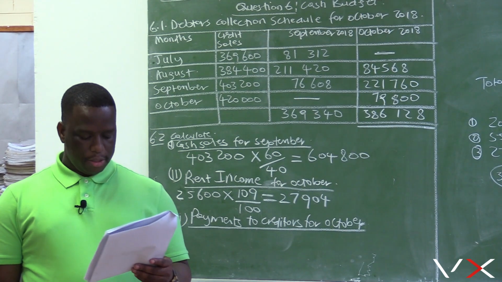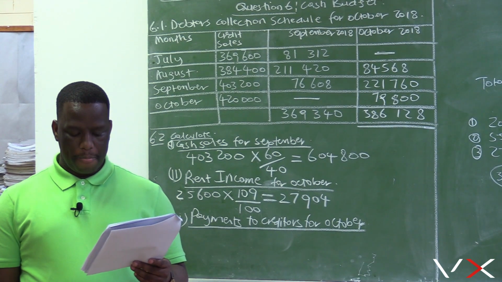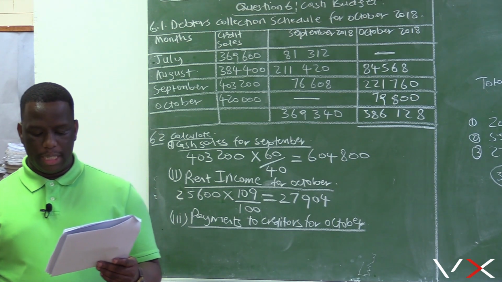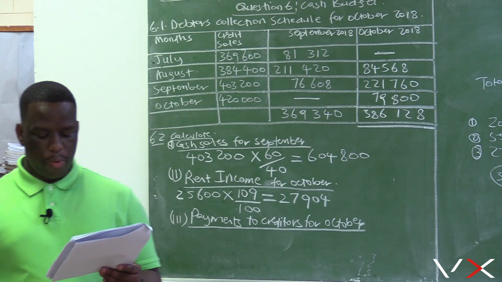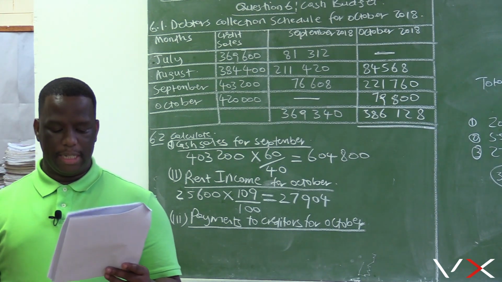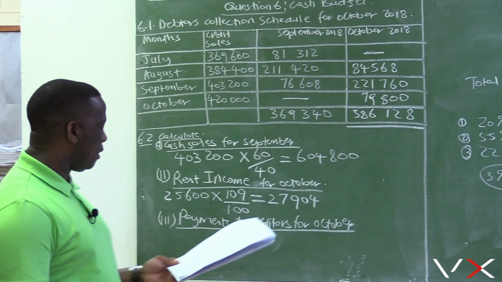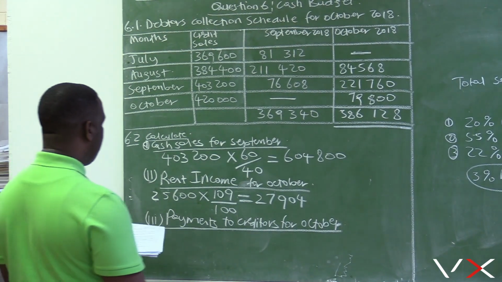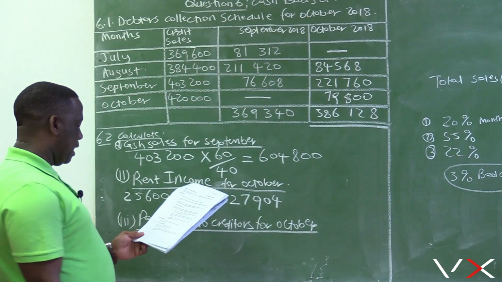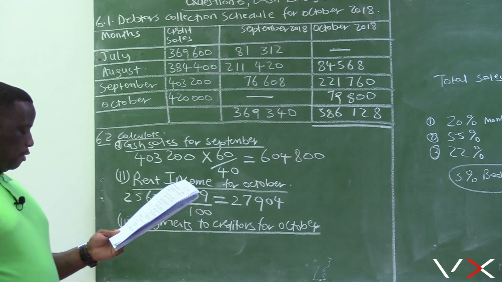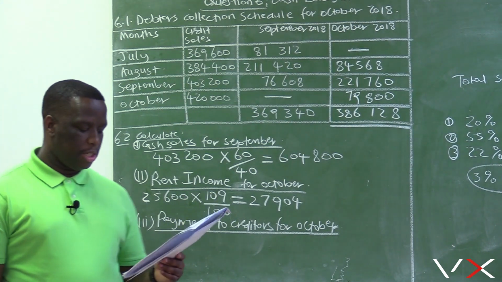It says stock sold is replaced in the month of sales. 50% of purchases are on credit. Creditors are paid in the month following the month of purchase. So it means the payments to creditors for October will be for the goods that were purchased on credit in September because of this transaction.